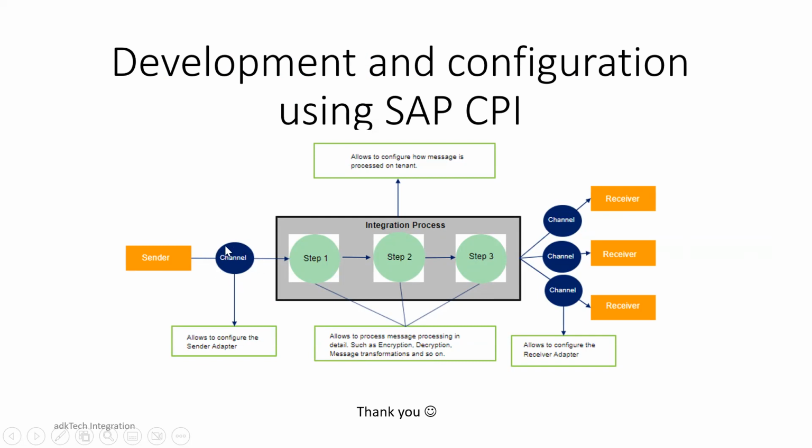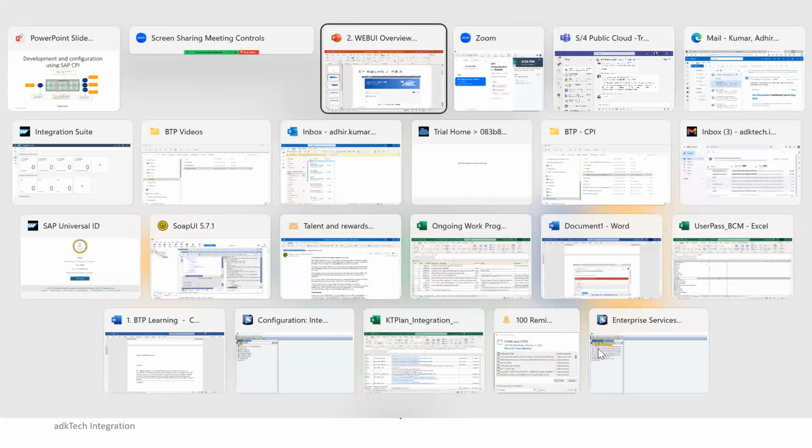Here at the channel level, we use an adapter that allows us to configure the sender adapter, and at the receiver end, a few of the channels will be selected, which allow us to configure the receiver adapter. This is the way we are going to develop our CPI artifacts. Let me show you on the trial account so that you can understand what the WebIDE looks like.